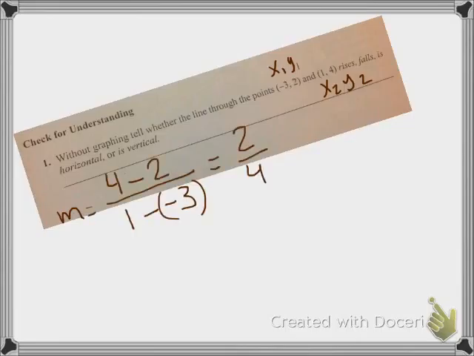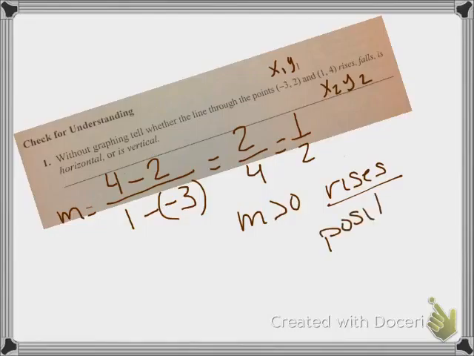Hopefully this is what you guys got, 2/4, just reduces to a 1/2. So my slope is greater than 0, which makes it a positive, which means that it rises. It's also positive.